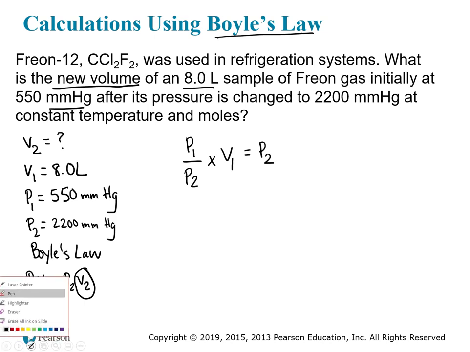And I still wrote P2. It's one of them days, y'all. But bear with me, we're going to get through it. All right, now we've got our equation. The next thing we have to do is fill in the numbers.